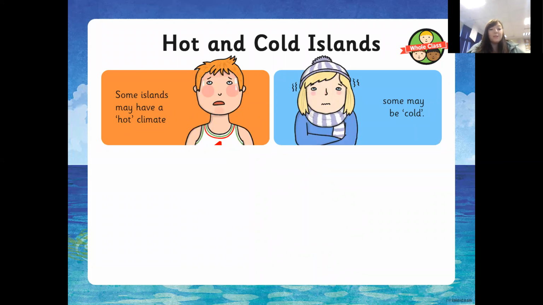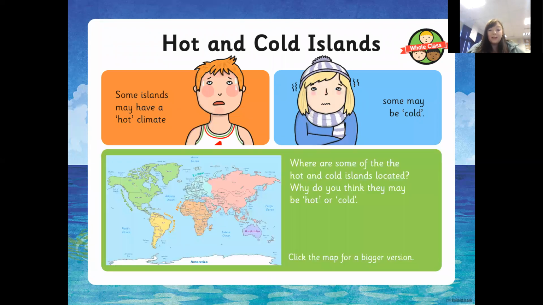We have hot and cold islands. Okay, so there are lots of hot and cold islands. And why do you think they are hot and cold? Like, where are they located that makes them hot and cold? I'll show you the map.